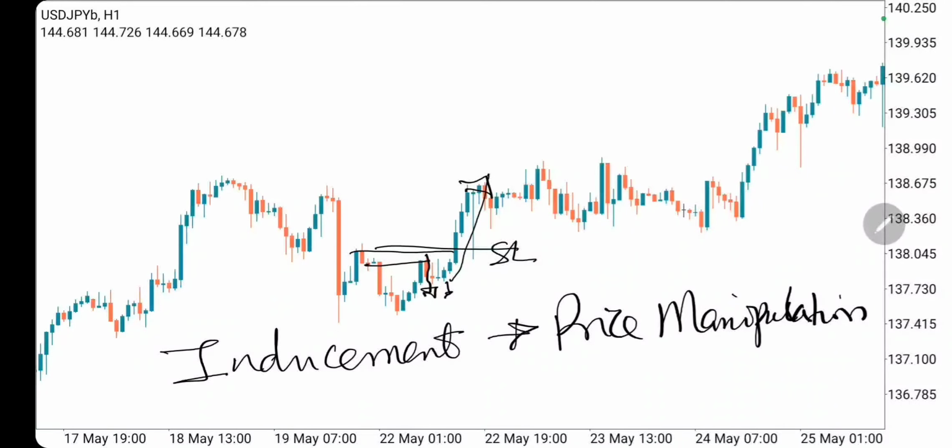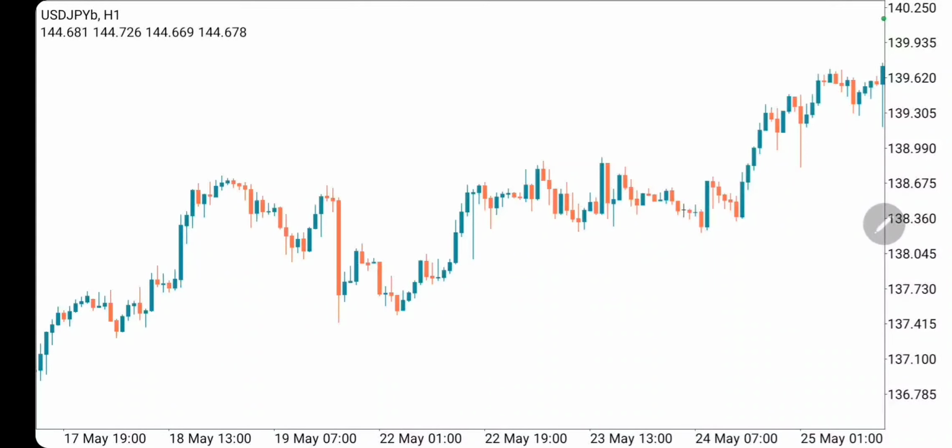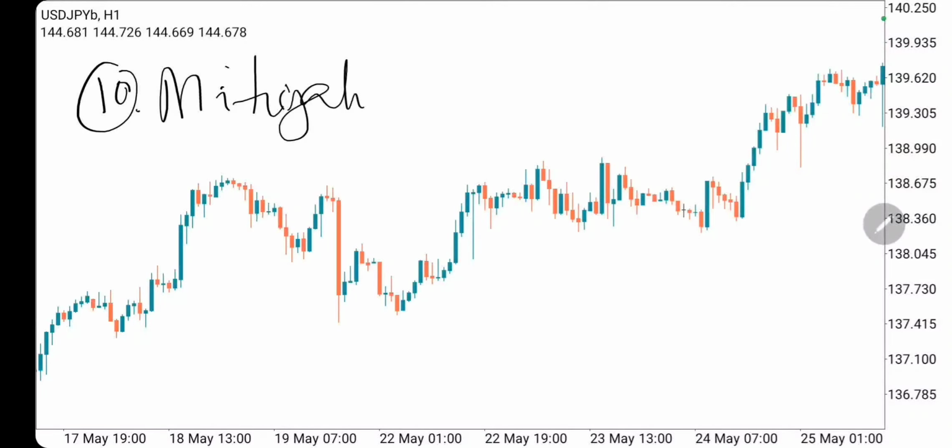Okay, now the final concept I want to share with you, that you need to know as a smart money trader, is the principle of mitigation. Okay, what is mitigation? Mitigation actually refers to a situation whereby price comes back to fulfill pending orders that are left open or pending by institutional traders.